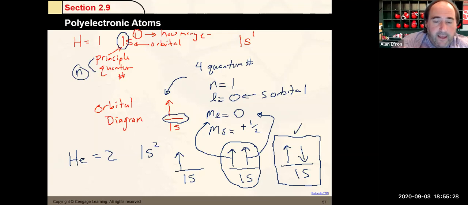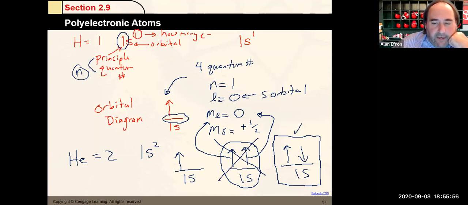And on that slide that we saw earlier, the Pauli exclusion rule says that no two electrons sharing the same orbital can have the same four quantum numbers, which in this case, they would have. Even if you flip them both down, they would both have the same quantum numbers. So that is why we do not put them in the same direction.